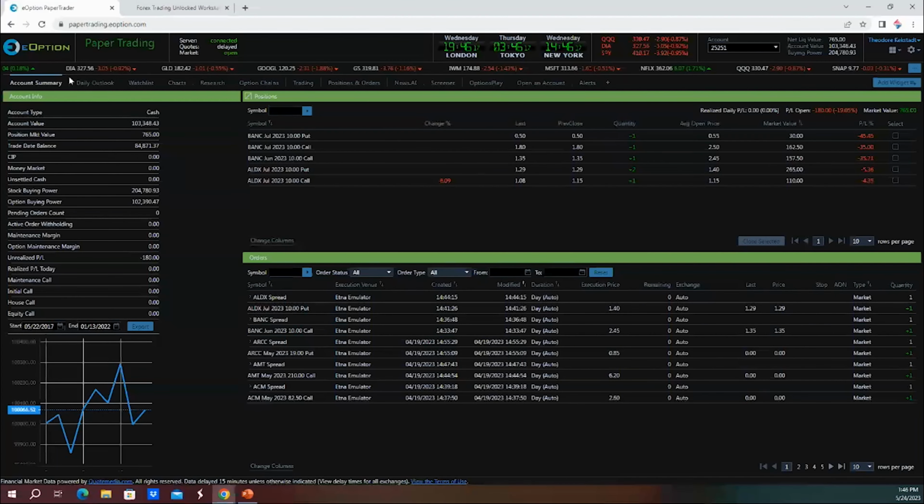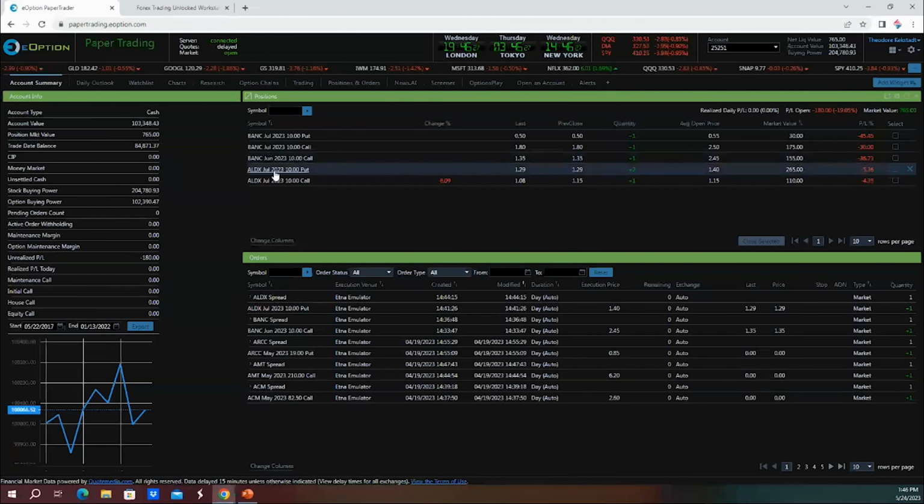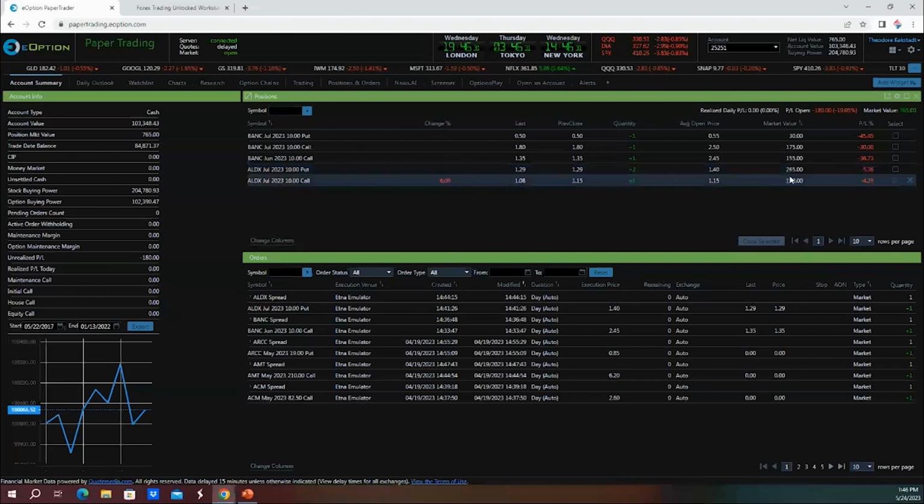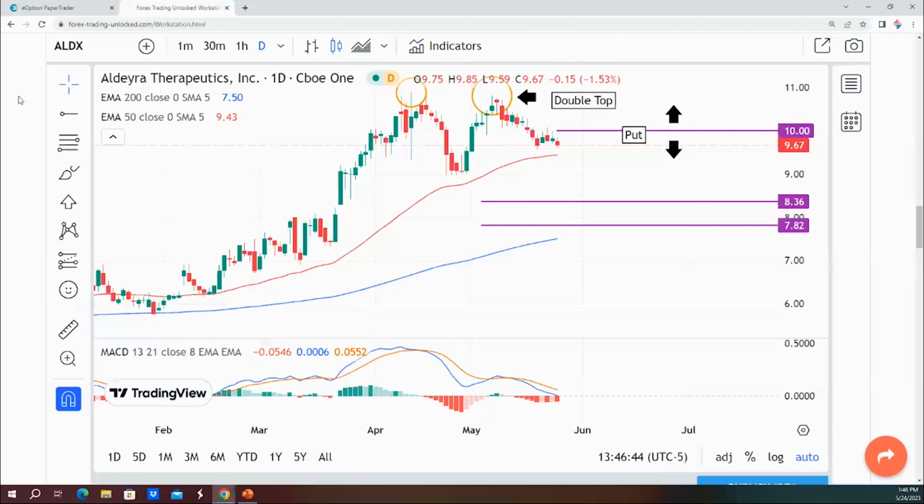We go back to our thing here. We know our risk on the ALDX, on the BANC, excuse me, on the put. Let's see, where is it? For the ALDX, for just the regular put, it was $265. And then for the call, we have the $107.50. So we know exactly what our total risk is.